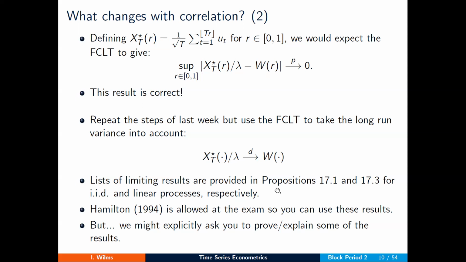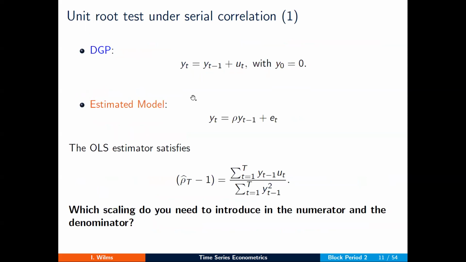So to illustrate these derivations that take the long run variance into account, let us go back to our case from last week, where we have the random walk model without drift. And we also estimate a model where we don't include any deterministic components. We are interested in still testing the null hypothesis that rho is equal to 1. But now realize that we have the error u_t, which exhibits serial correlation, of course.